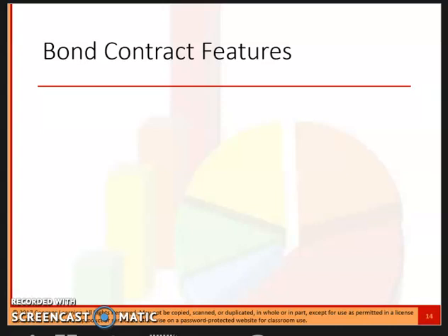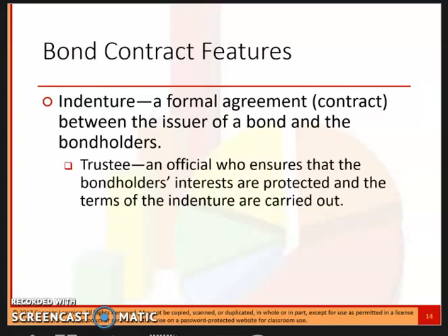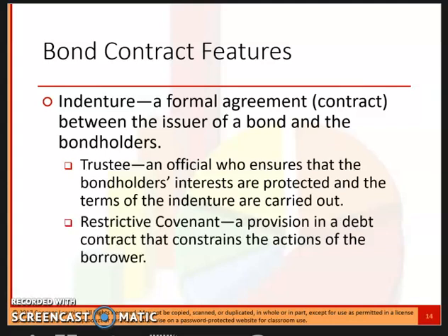Bond contract features. All bonds, for the most part, have an indenture, which is a formal agreement between the issuer of a bond and the holders. A trustee is put in place. The trustee ensures that the bondholders' interests are protected and the terms of the indenture are followed. A restrictive covenant is a provision of a debt contract that constrains the actions of the borrower. A common restrictive covenant would be what's called an additional bonds test, to require the issuer to meet certain conditions before issuing any additional debt.